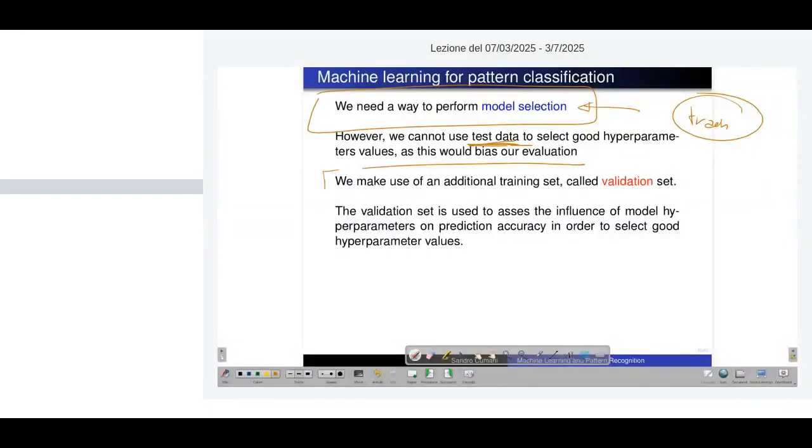So to solve this problem, we introduce a third set that we call validation set. The validation set is part of the training material and it's something in between. It's part of the training set that I will use as if it was an evaluation set. But I will use it to make decisions, so it's in all effects part of the training set.